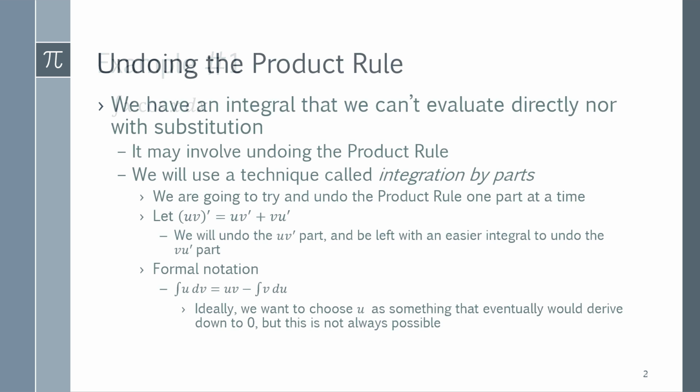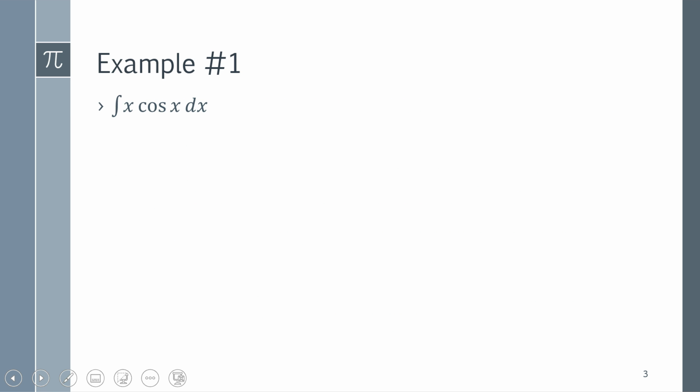The best way to do this is by examples. So I have the integral of x cosine of x with respect to x. First thing I do is, do I know any function that has this as its derivative? No, I do not. So then I think, well, what about substitution? Could this be a chain rule? Well, I don't see anything inside of anything else, because x is not inside of anything, cosine of x is not inside of anything. So it doesn't look like substitution is going to work. So that leaves me with integration by parts.